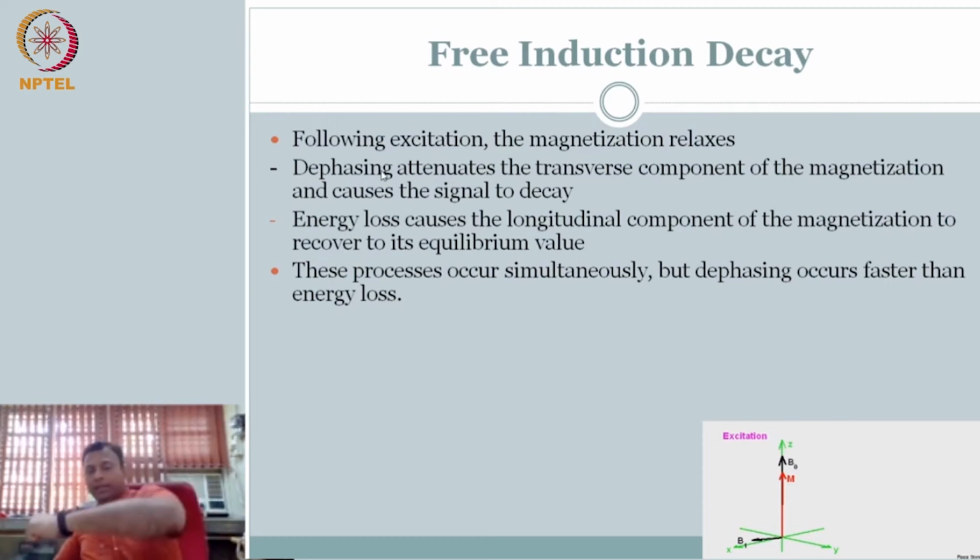dephasing. Initially you have the magnetization vector, and then it starts to relax. When it dephases, it means the transverse component is going down. The transverse signal is decaying. Energy loss causes the longitudinal component of magnetization to recover to the equilibrium value. Of course, you have to notice these are happening simultaneously. Dephasing is happening at the same time it is trying to go up due to other losses, right? So simultaneously this is happening, and therefore what you actually measure is going to be something like this.